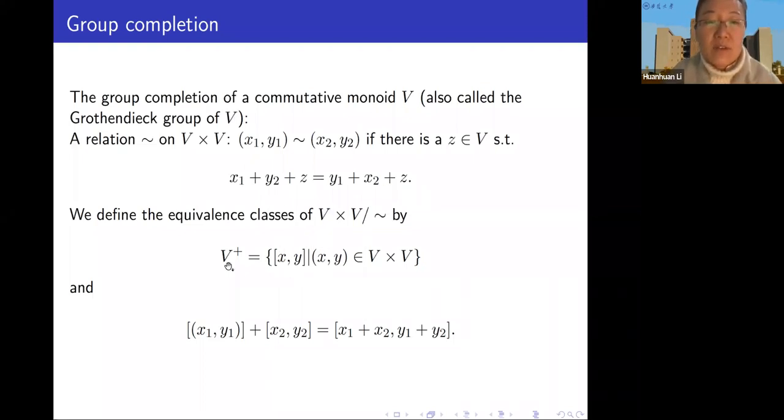We can have V plus, and we have the induced addition here. We can see it's pointwise, and we can prove that this V plus is a group. Yeah. So actually the inverse for (x, y) should be (y, x). Right?